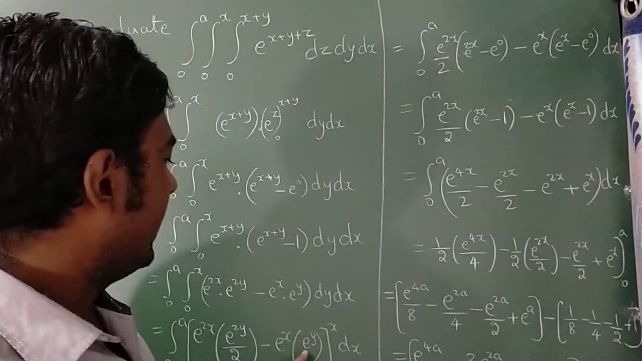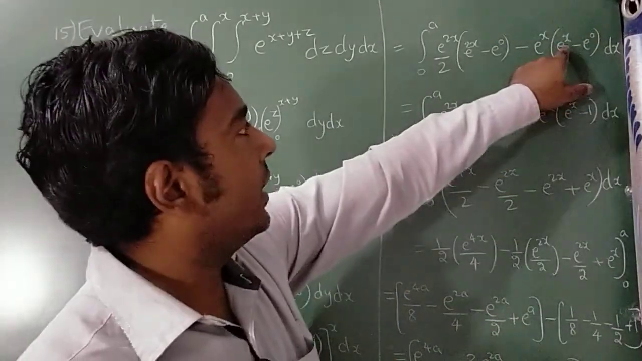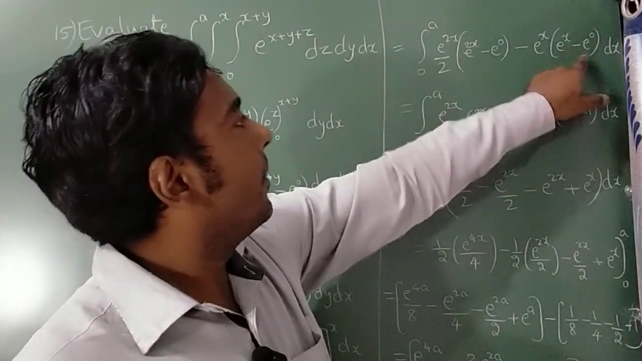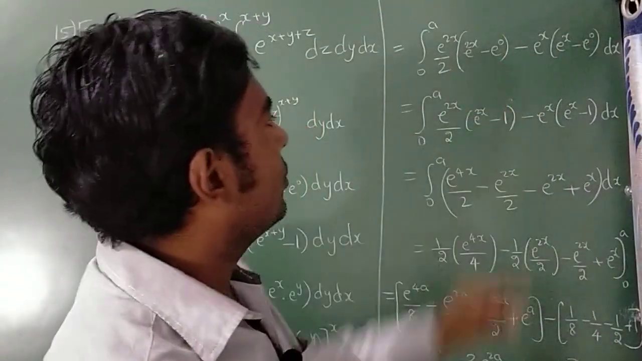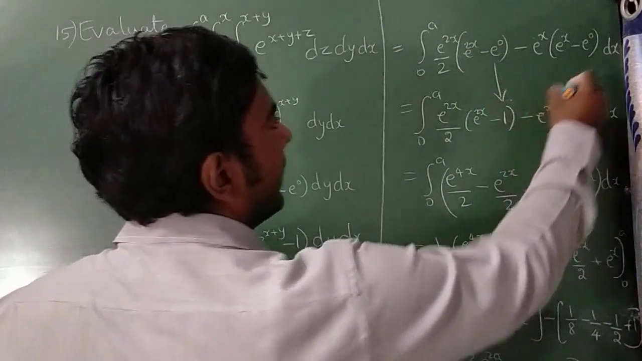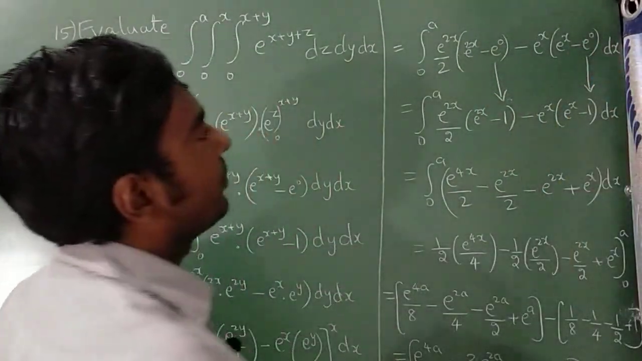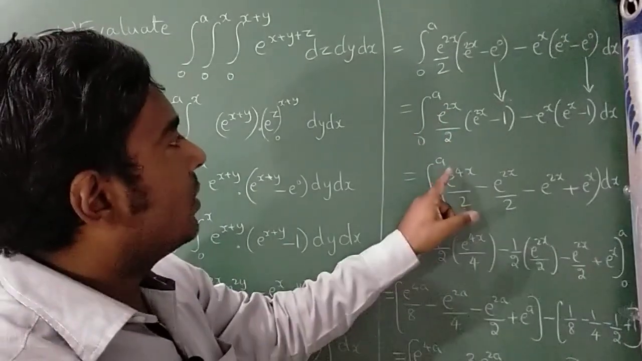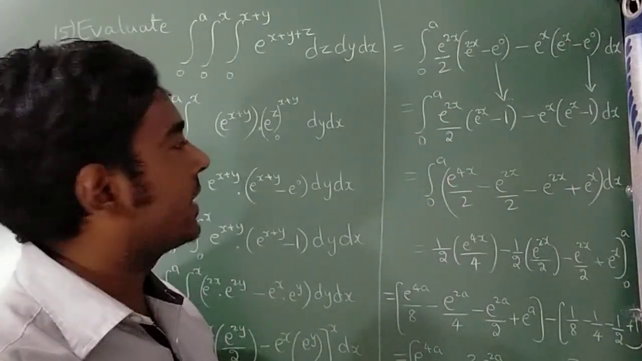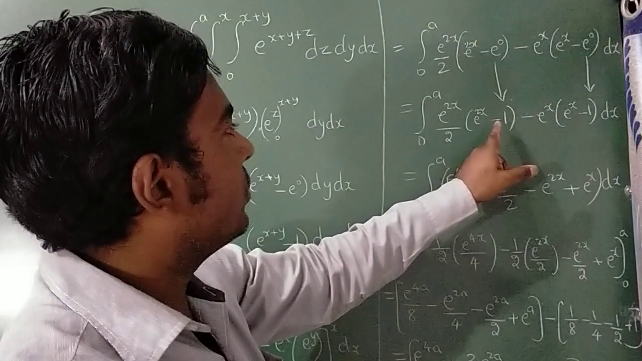Fine. Similarly here, e raised to y, I need to write the upper limit as e raised to x minus the lower limit 0, so e raised to 0. E raised to 0 is 1. Now multiply these two. 2x into 2x plus 2x is 4x. Fine. Now multiply e raised to 2x into 1.